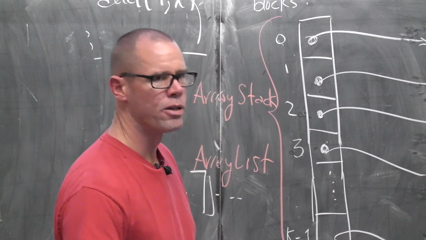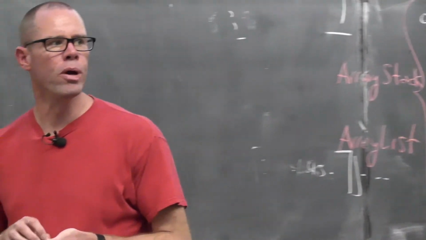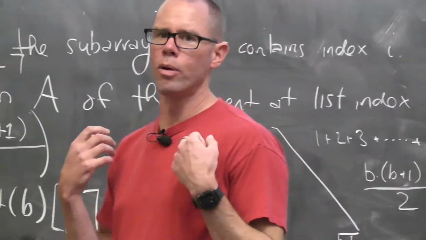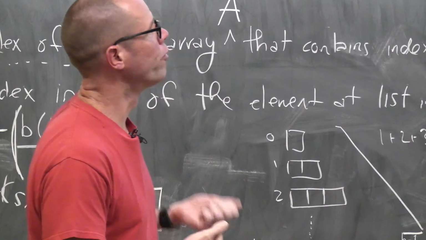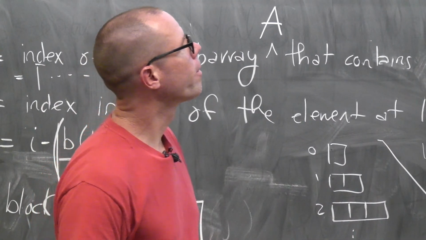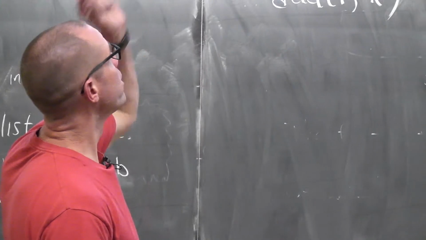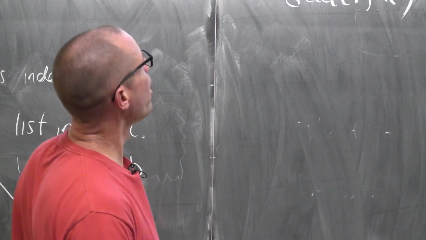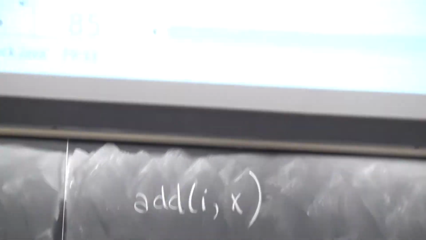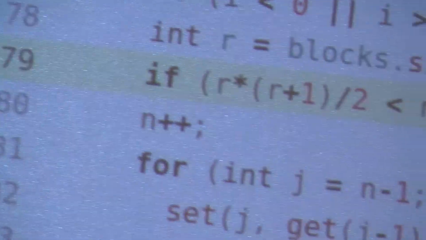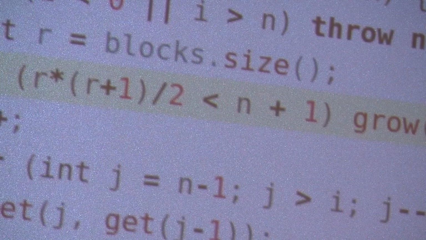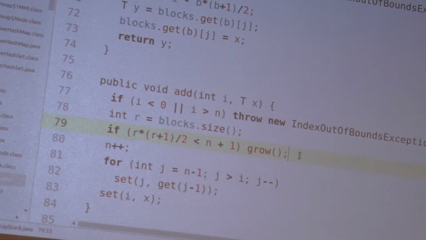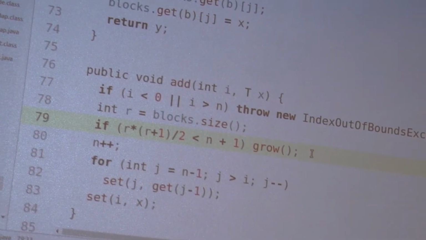But this also shows something else we need to do. And it's the same issue we always have when we implement a list using an array, or using many arrays: sometimes we're full and we need to grow. So R is the number of blocks. Then R times R plus 1 over 2 is the number of elements we can store in all of those blocks. And if that's smaller than n minus 1, that means this thing is completely full and we need to grow it. So that's what we do.